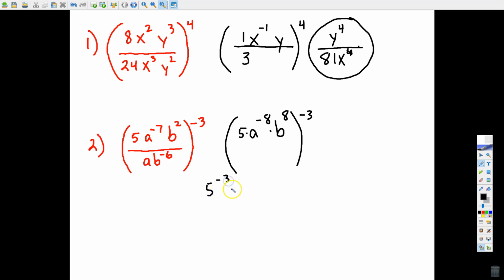5 to the negative 3rd. When I raise a to the negative 8th to the negative 3rd, remember I multiply exponents here, and negative 8 times negative 3 makes a to the positive 24. When I raise b to the 8th to the negative 3rd, same thing. I multiply 8 times negative 3, and I get negative 24. Well, again, I'll just show it like this, but b to the negative 24 in the numerator needs to be changed. When I make it b to the positive 24, I put it down in the denominator.